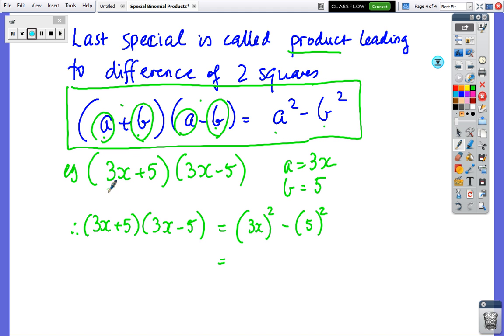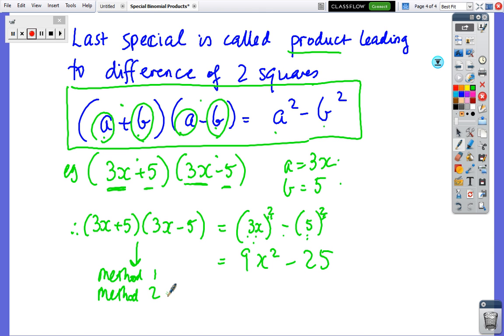So here's an example. 3x, 3x, 5 and 5, one's a plus, one's a minus. So a is 3x, b is 5, so we'll end up with a squared minus b squared. 3 squared is 9, x squared is x squared, minus sign, 5 squared is 25. But again, you can just use method 1 or method 2. You don't have to use the shortcut, but it's a neat one as well. So copy that down and you'll have some practice on that.